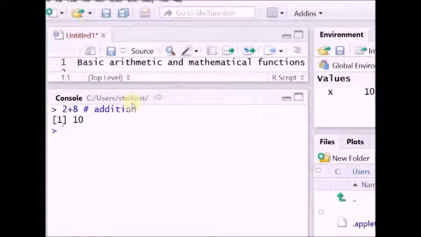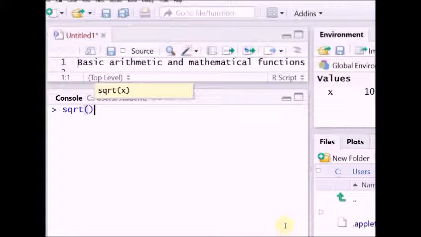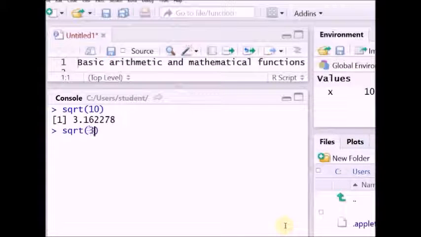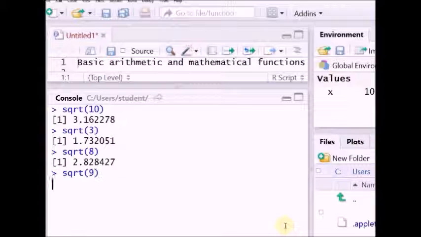Okay. Now we discuss some basic mathematical functions. The R language supports various mathematical functions, for example, square root, exponential, logarithmic, modulo, etc. Now for square root, we use sqrt. So square root of 10 is equal to 3.16. Square root of 3 is 1.73. Similarly, square root of 8 is equal to 2.82. Square root of 9 is 3.